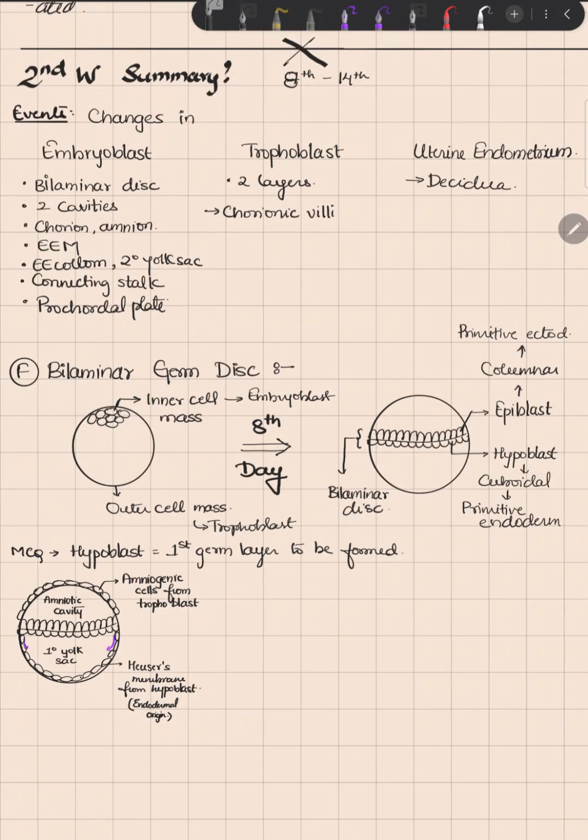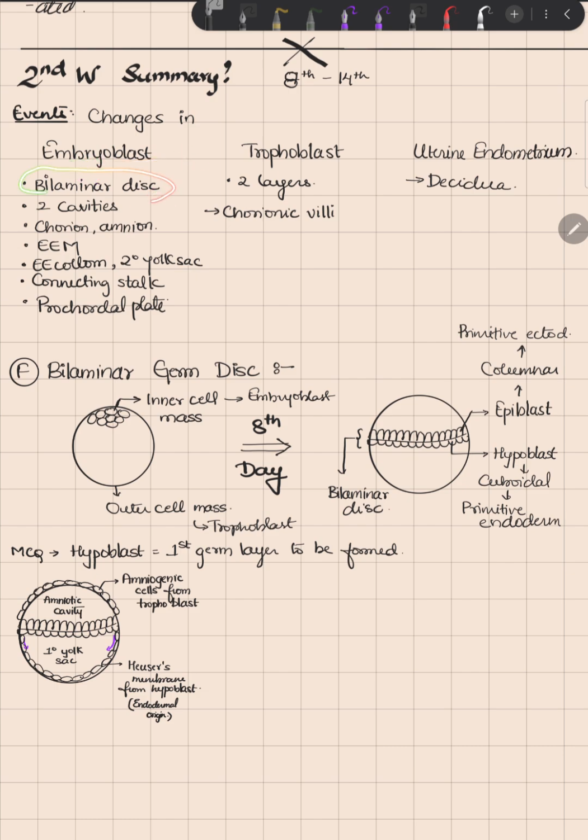Coming to the second week of intrauterine life, or the second week of development, there are many changes that occur. These are divided into changes that occur in the embryoblast, changes that occur in the trophoblast, and the changes in the uterine endometrium. So first we are going with the changes that occur in the embryoblast.